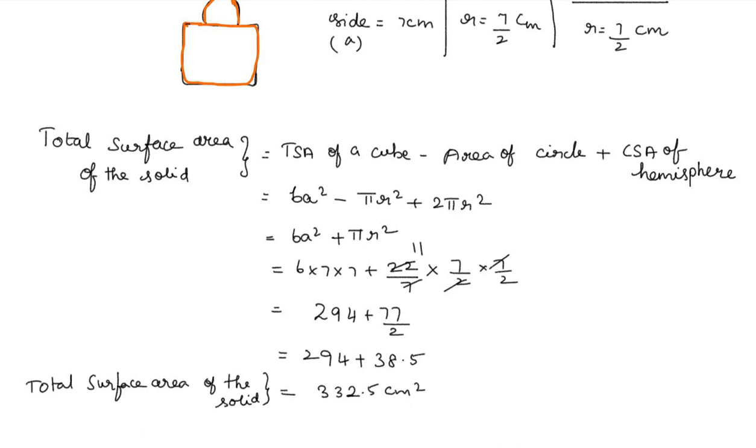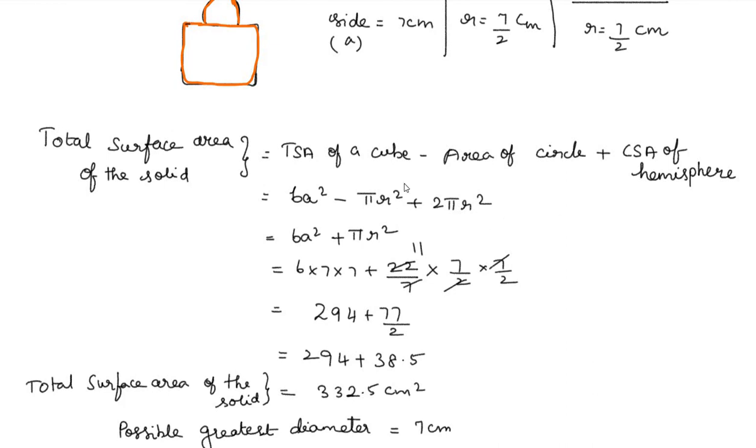And what is the possible greatest diameter of the hemisphere? The radius is 7 by 2. What about the diameter? The possible greatest diameter is 7 centimeter, because the diameter of the hemisphere will be equal to the side of the cube. So both will be equal.